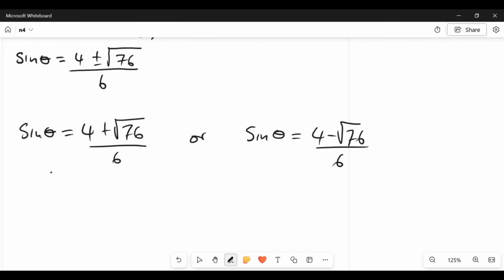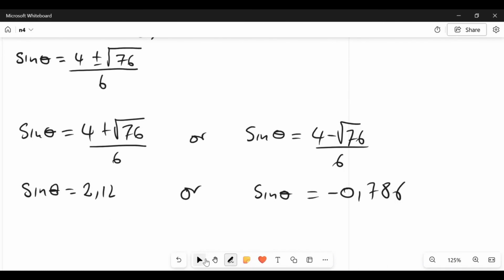If you put this on a calculator, sine theta is going to be 2.12. And the other one, if you put that on a calculator, you're going to have negative 0.786. There we go. So we have these 2 values for sine theta. Both of these, we have to use to get our theta. Let us not forget all of them.